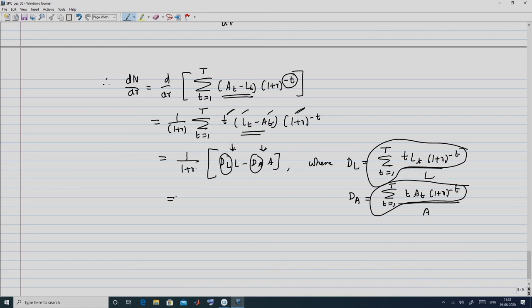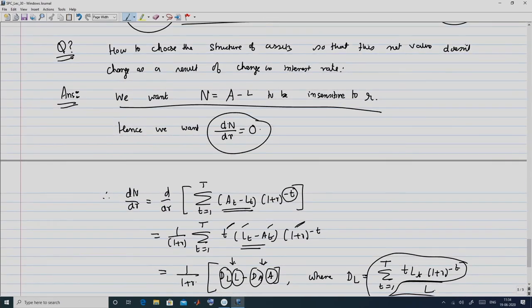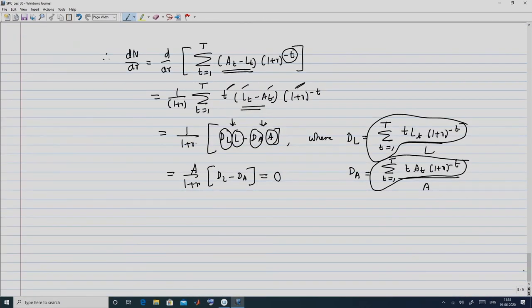Now, remember that this is simply going to be A over (1 plus r) into (dL minus dA). Since my A is equal to L initially, and this has to be equal to 0, remember that we need dV over dr to be equal to 0. Therefore, we need dL to be equal to dA, so that we have a matching of our assets and liabilities.